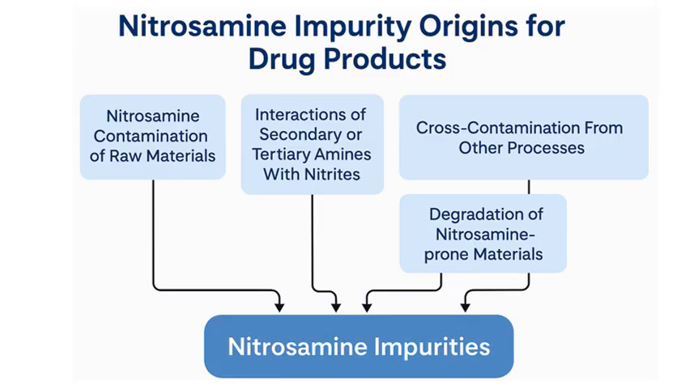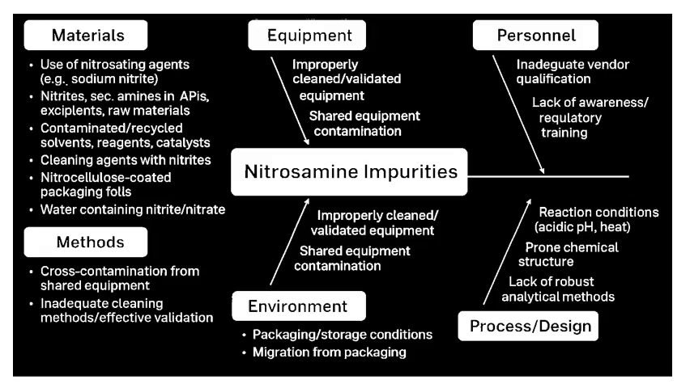Nitrosamine contamination of the raw materials may be the source. Interaction of secondary or tertiary amines with the nitrites can be the source. Cross contamination from the equipments and processes can be the source. And degradation of the nitrosamine prone materials may lead to the formation of nitrosamines. Once again, we will see the origin or root cause analysis for the origin for nitrosamine and NDSRI impurities.